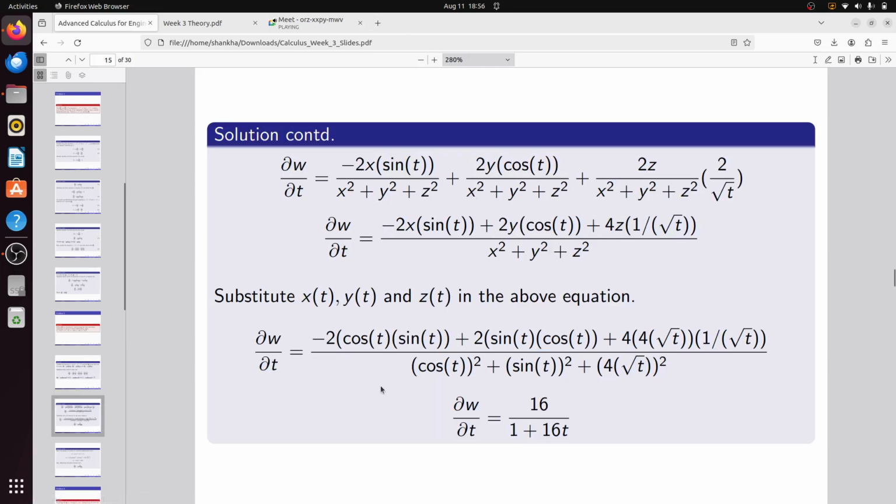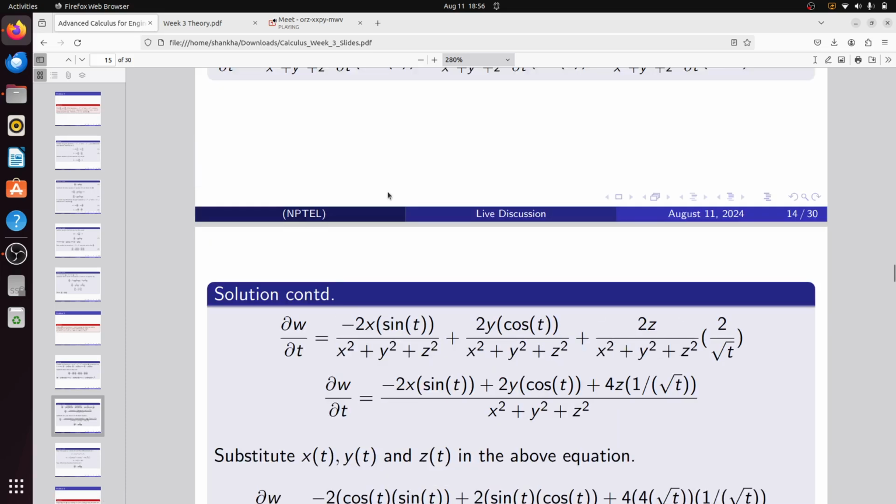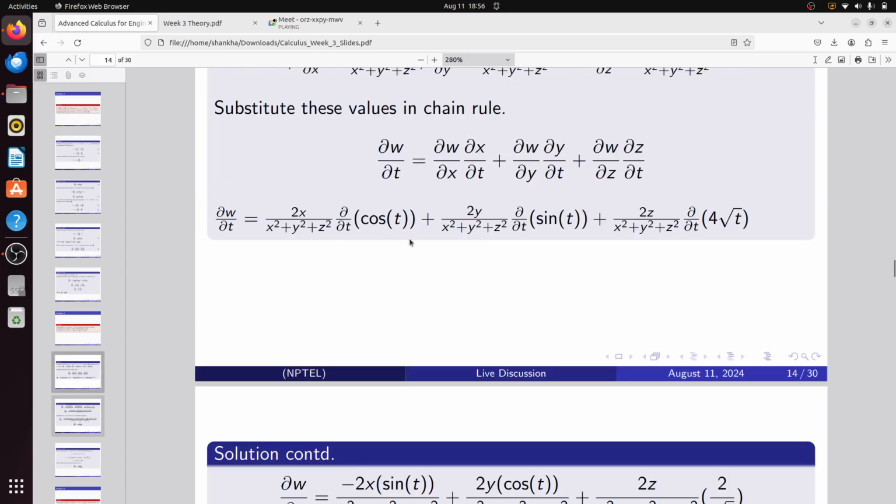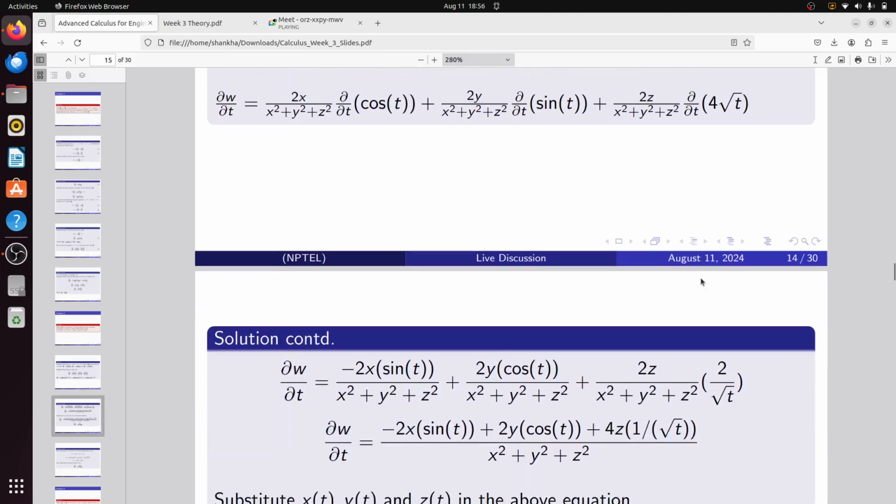Okay. So now del w del t is twice x. So del t of cos t will be minus sin t. Del t of sin t will be cos t, and del t of 4 square root of t will be 2 by square root of t.